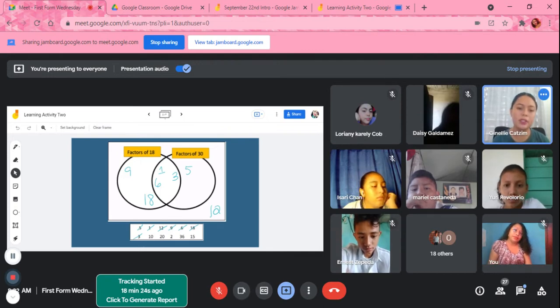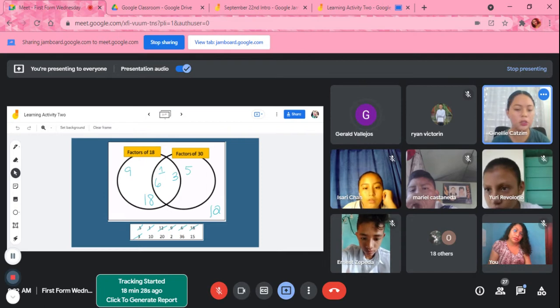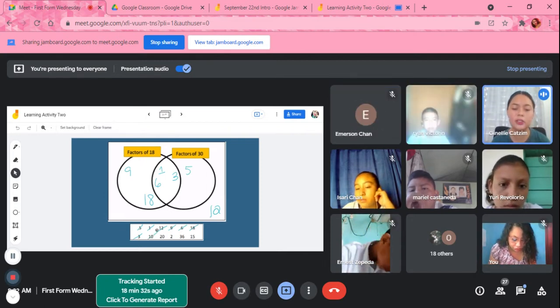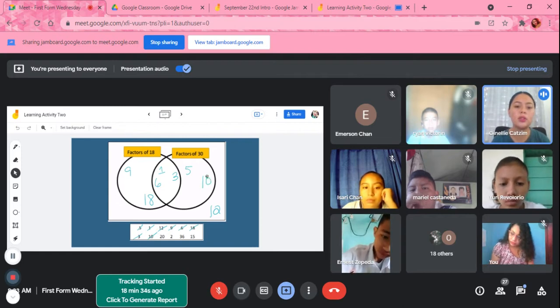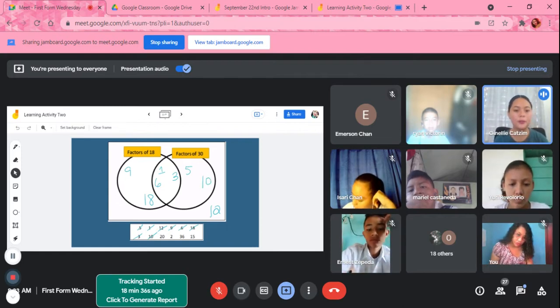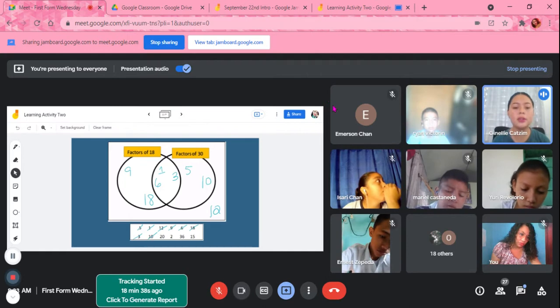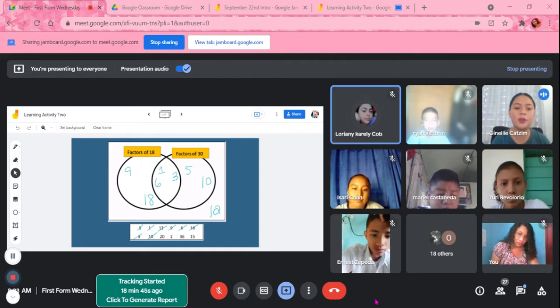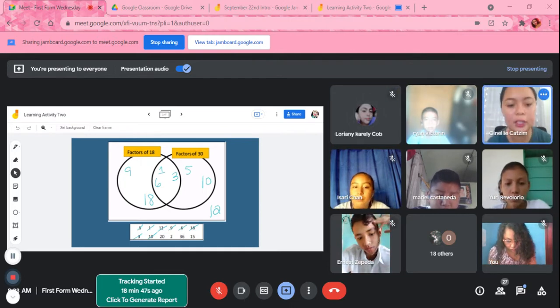And 10. Is 10 a factor of 18? No, it's just a factor of 30. Only 30. Very good. So that will go under factors of 30. Now, is 20 a factor of any of those? Neither, miss. So we place that outside. That doesn't fit on our diagram.